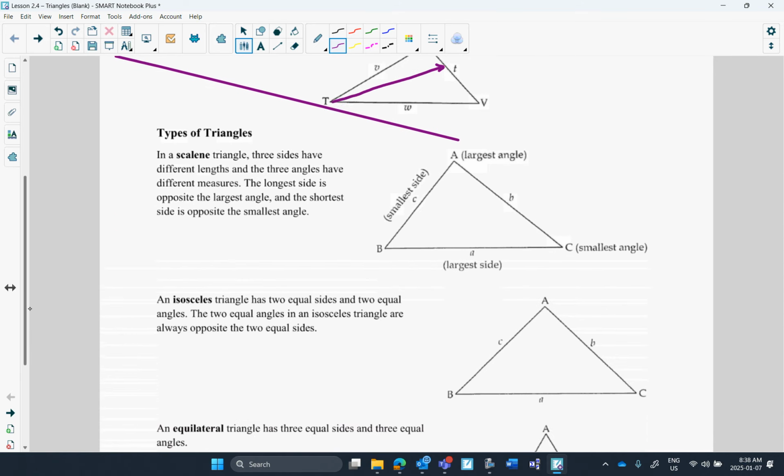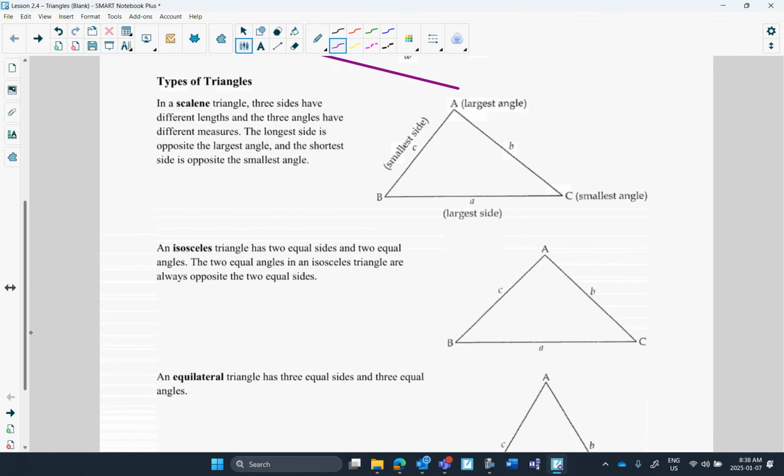Triangle types. We have different names for them depending on the side lengths and even depending on angle measures. Scalene triangle. Do we remember what a scalene triangle is? All the sides are different. All the sides are different. Okay.